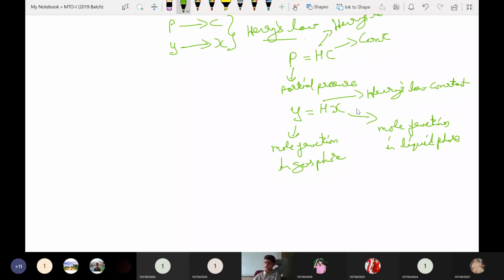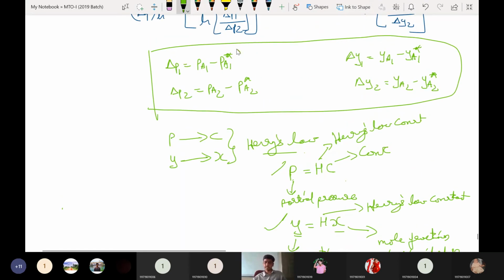Henry's law constant. So these two relationships are valid in order to convert pressure to concentration, and mole fraction of one phase to mole fraction of the other phase. Similarly, for example, here delta P1, there is PA1 star and PA2 star. Here YA1 star and YA2 star. How can we define this?